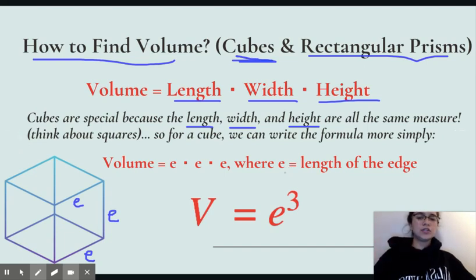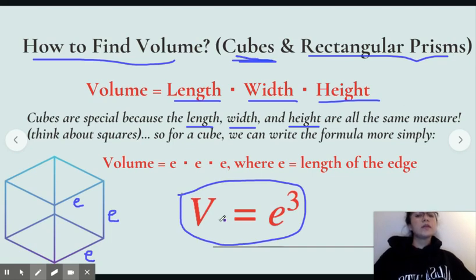It's just the edge. Okay, so volume, instead of saying length times width times height, on a cube is just this edge times this edge times this edge, which is the same measurement, E times E times E, where E is equal to just the length of the edge, okay? So we can write that in an even simpler version, and this is going to be our most simplified version of it. The volume, and again, this is for a cube specifically, is equal to E to the third power, or E cubed. Remember, third power we call cubed, just like second power is squared.